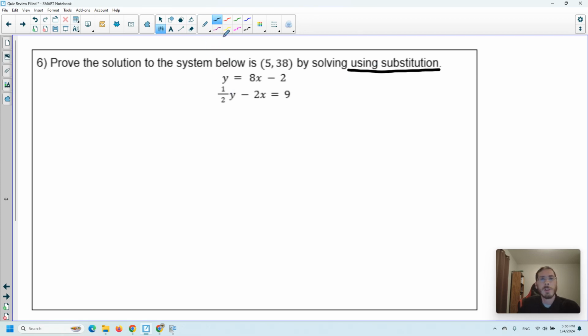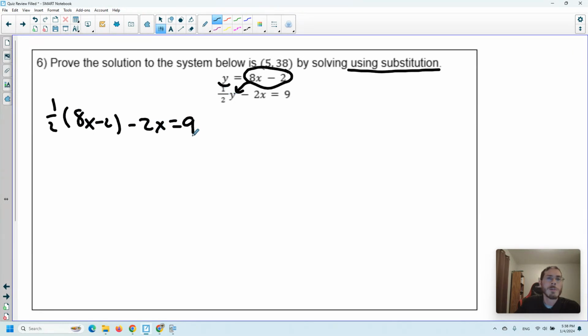So what we do is we look to see what's alone. Right now the y is alone. Since the y is alone, we're going to take this part and plug it in for the y. So we always plug in for what's alone. So we get 1/2 and then 8x minus 2, because we're going to plug it in for the y, minus 2x equals 9.